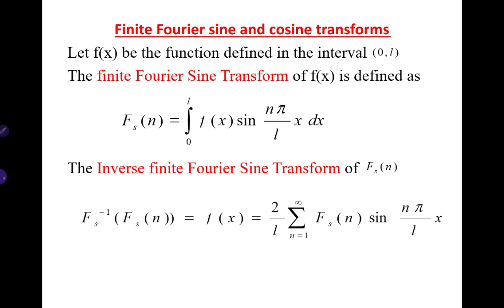Let f(x) be the function defined in the interval 0, L. Then the finite Fourier sine transform of f(x) is defined as Fs(n) = integral 0 to L f(x) sin(nπx/L) dx. And the inverse finite Fourier sine transform of Fs(n), Fs inverse of Fs(n), gives f(x) = (2/L) Σ n = 1 to infinity Fs(n) sin(nπx/L).